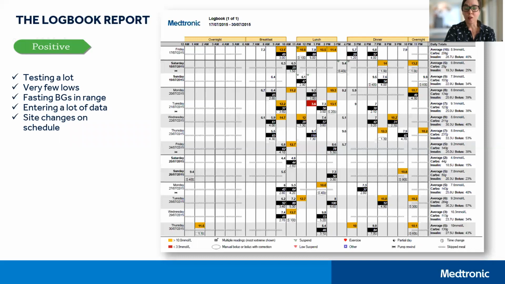There's lots of information being entered into the pump in terms of carbs and bolus doses and BGs, so lots to celebrate there. And our site changes are generally on schedule, and so we can feel fairly confident that any pattern of highs we are seeing are not simply because we need to change our infusion set more often.